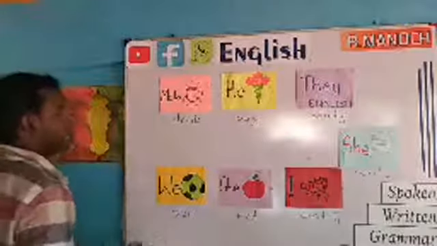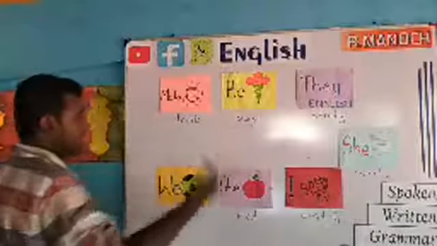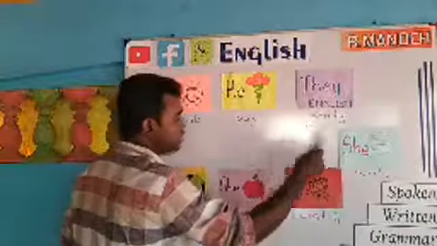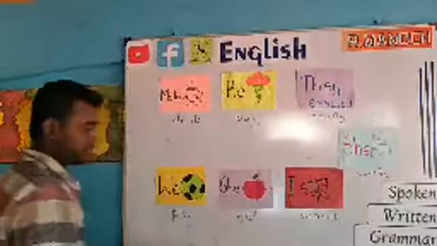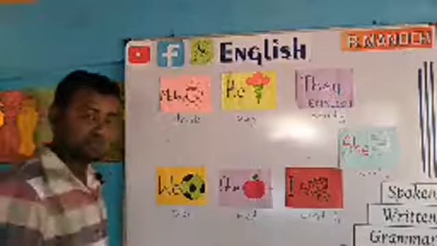Now, simple future negative. Mala will not drink a cup of coffee. He will not buy an ice cream. They will not study English. She will not write a letter. I will not watch TV. She will not eat an apple, and we will not play football.